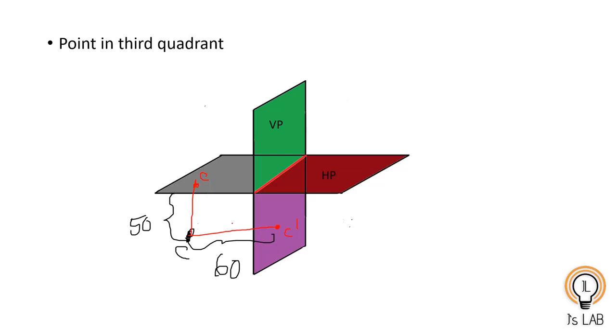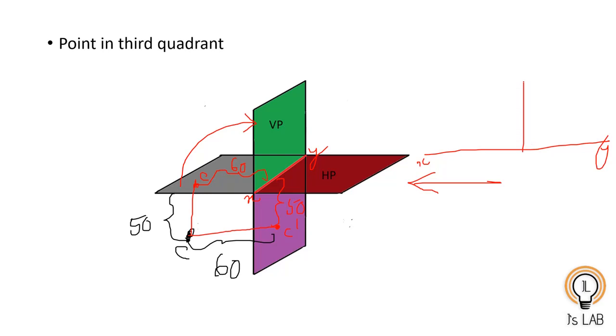Now the distance between the XY line and C dash will be 50, and the XY line and C will be 60, and rotate HP 90 degrees clockwise. So C will be above the XY line and C dash will be below the XY line. When you draw that one, you will see like this. If this is the XY line, 60 mm above the XY line you will get the top view, and 50 mm below the XY line you will get the front view C dash.